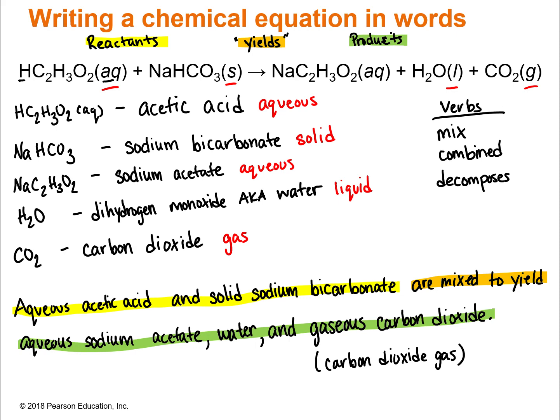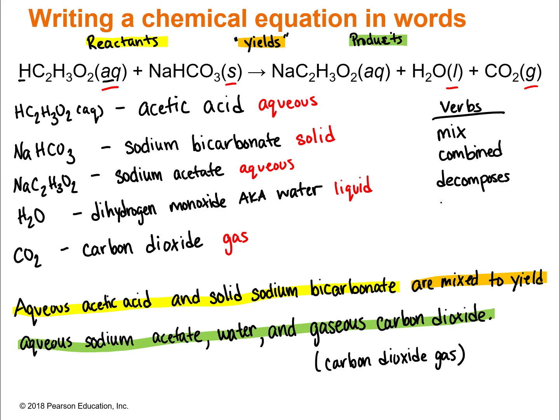You have to name all of the compounds, make sure you include the states of matter, and then you hook them together with a phrase like are mixed to yield or combined to yield, decomposes to yield, which we'll talk about what a decomposition reaction is. But all of those verbs or turns of phrase are perfectly fine when you're connecting the reactants and the products. Just make sure you have some kind of verbiage there that says that you're making something.